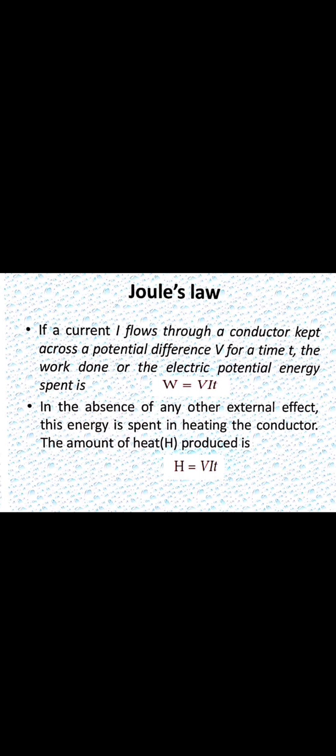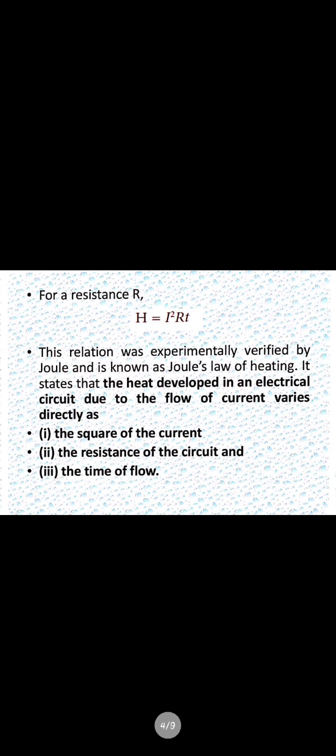But from Ohm's law, we know that I is equal to V by R and V is equal to IR. So on putting the value V equals IR, we get I square RT. This is the relation which was verified by Joule, and this law was named Joule's law of heating, because the heating effect of current means that any resistive substance, if you provide a potential and current is applied, will lose energy in the form of heat. That is what the heating effect of current is.